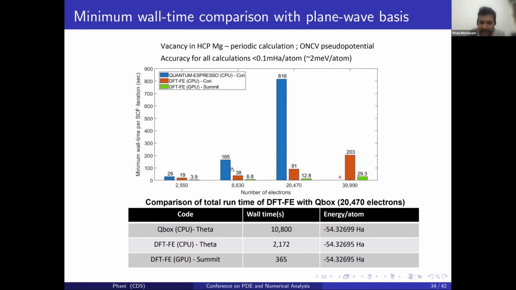And we see that even at small systems, we are significantly faster than plane-wave based codes out there. And as you keep increasing the system size, we have greater speedups, almost, you can say, 20x speedups, not 20x, sorry, roughly 10x speedups in comparison to the minimum wall time which you obtain with the state-of-the-art codes out there.